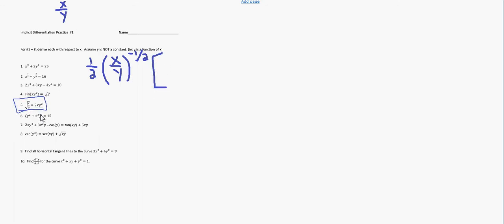Not chain rule, my God, it's the quotient rule. And the quotient rule says low d high minus high d low. So low d high means the low, the bottom, y, times the derivative of the top, the high, minus high d low. And d low is just dy dx, all over the low squared.